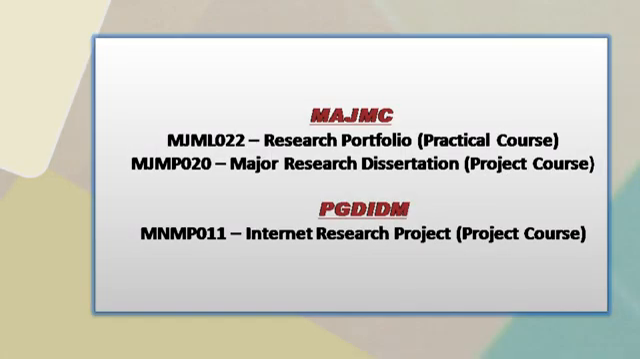There are two courses related to methodology for masters, and these two are combined in the diploma level. In the master's level, we have separated them because of the 2-year program, and one course is about developing a research proposal, that is called MJML 22, and the project dissertation is MJMP 020, and for the diploma it's MNM P011. In both the programs, the concept is the same. So this is the distribution of courses available in both the programs.